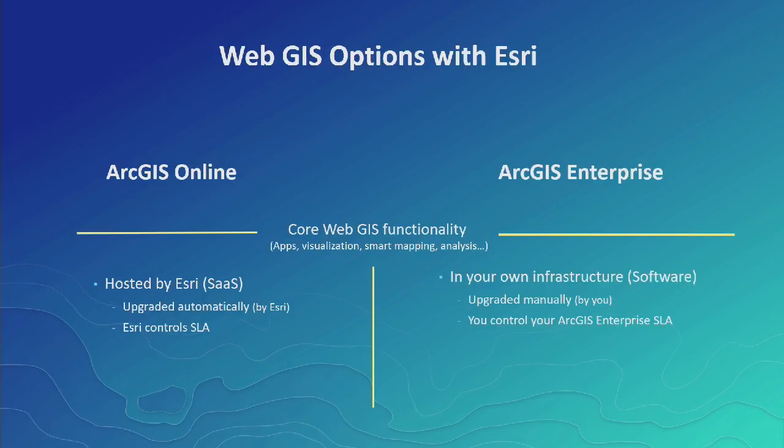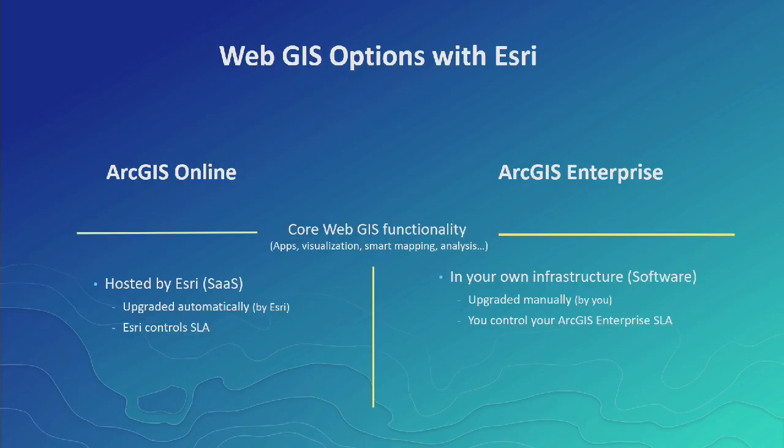So to get started here, Esri has two different Web GIS offerings here, ArcGIS Online and ArcGIS Enterprise. Regardless of which one you choose, you're still going to get core Web GIS functionality, which is the ability to create apps, use some of our smart visualization, smart mapping, analysis tools, all within your web browser. But we do have two different ways of delivering it. If you're using ArcGIS Online, you're using our software as a service offering. This is something which is hosted by Esri in the cloud. We handle all the upgrades and we upgrade pretty frequently, and we also control the licensing of that.